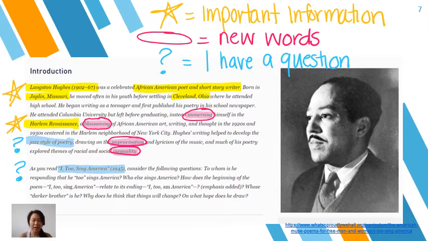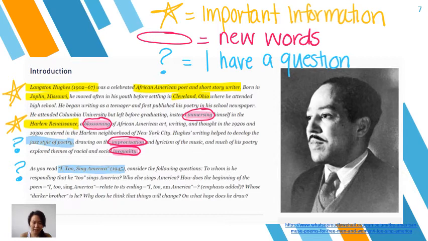As you read I Too Sing America, 1945, consider the following questions. To whom is he responding that he too sings America? Who else sings America? How does the beginning of the poem, I Too Sing America, relate to its ending, I Too Am America? Emphasis added. Whose darker brother is he? And why does he think that things will change? And on what hope does he draw?